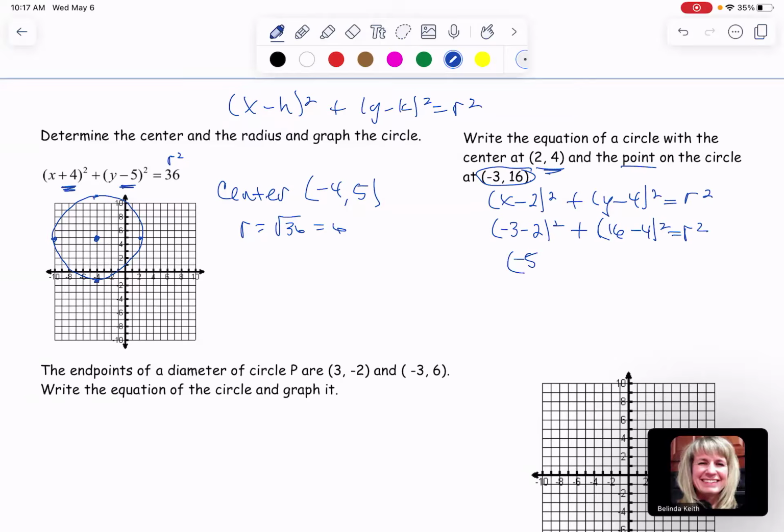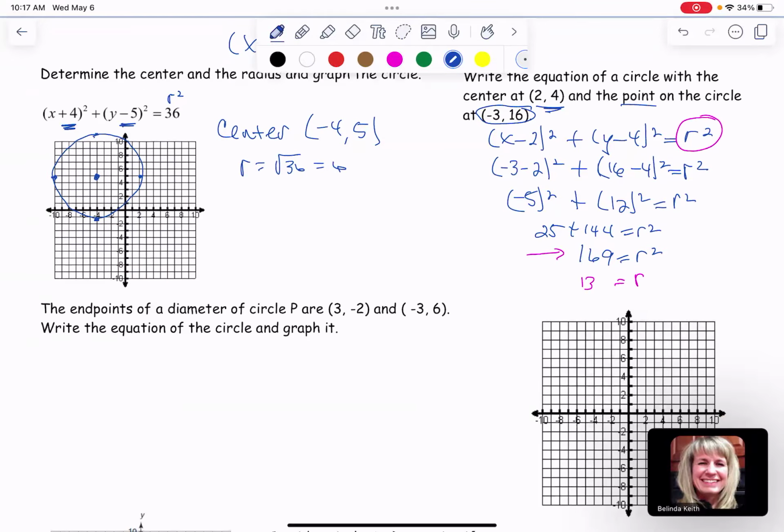That's -5 plus 12 squared equals the radius squared. That's 25 plus 144, which is 169. Now that equals the radius squared. And remember, in your equation up here, you need the radius squared. So I need that 169 in my equation right there. If I actually asked you for the radius, it would be 13, but that's not what we're looking for here. We're looking for the equation. So we would write it as x minus 2 squared plus y minus 4 squared equals 169.